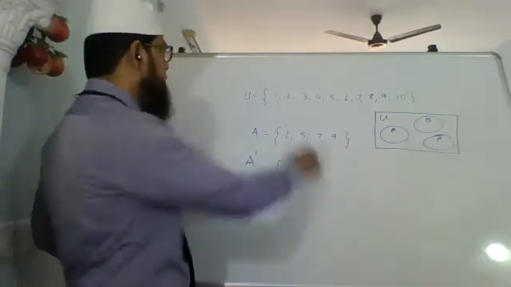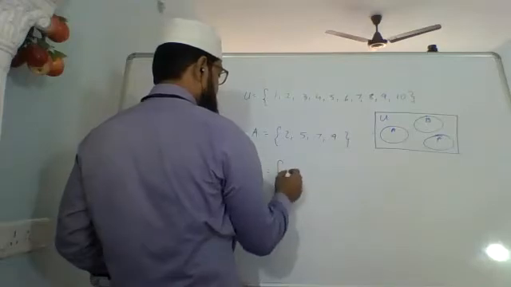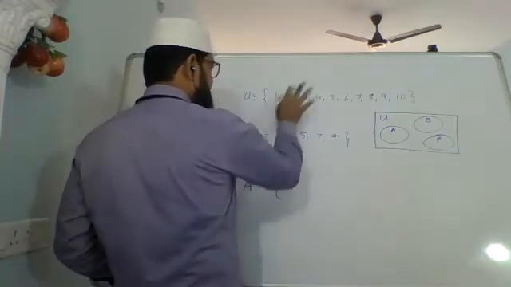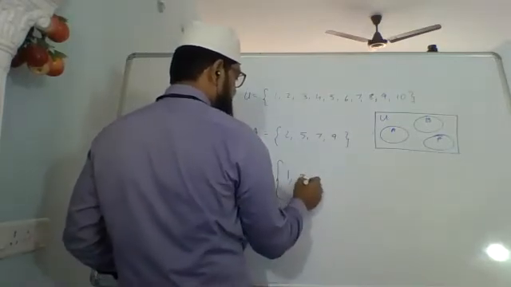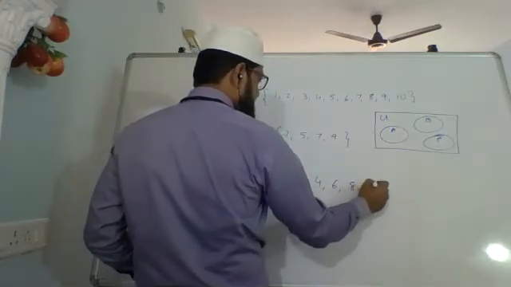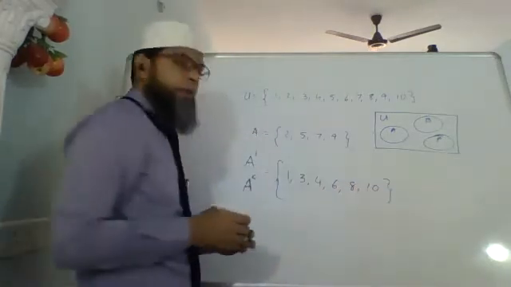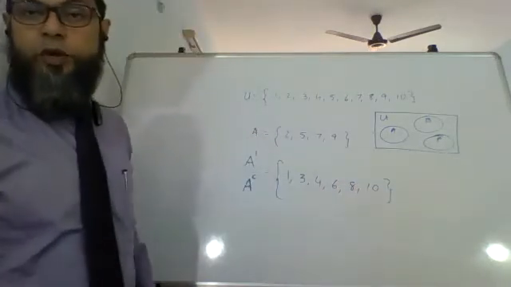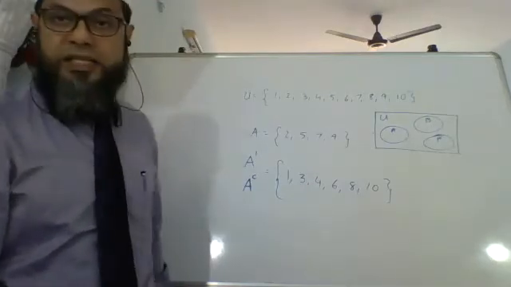Okay, so here 1 is there, not there, so 1. 2 is there, नहीं लिखना है. 3 is there, नहीं है. 4, 5 नहीं लिखना है. 6, 7 नहीं लिखना है. 8 and 10. This would be complement of a set. This would be complement of this set.